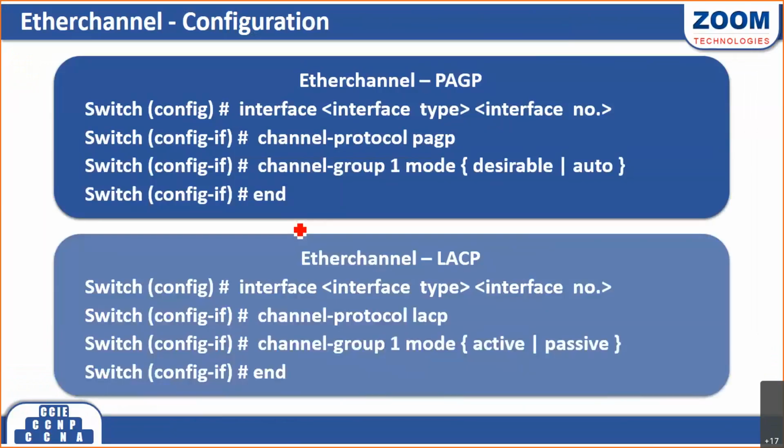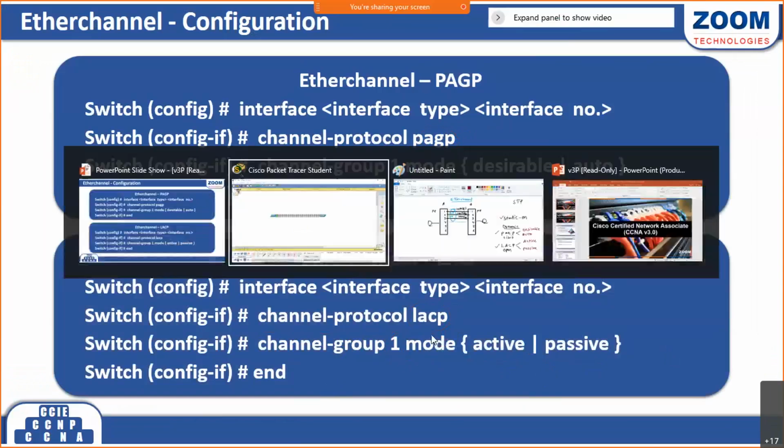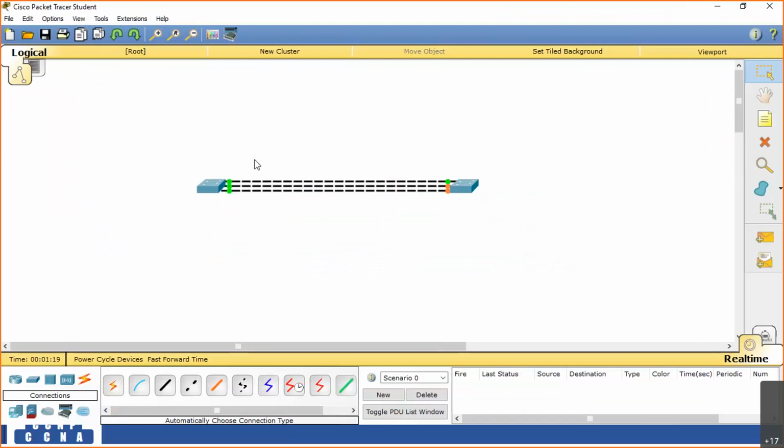And this is the LACP configuration, the same. Channel protocol LACP or channel protocol PAgP. If it's PAgP, desirable or auto. If it's LACP, active or passive. The group number we have configured should be the same in both switches. See now, switch A ports are green and on switch B, two ports are being blocked.